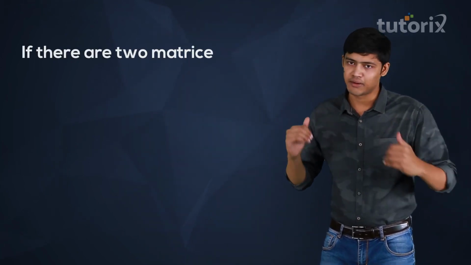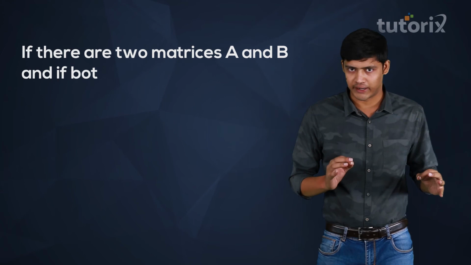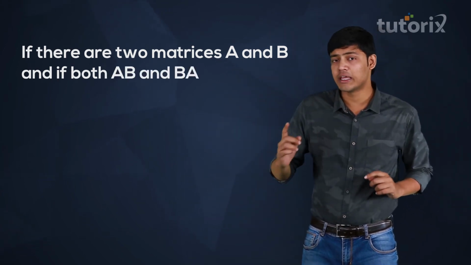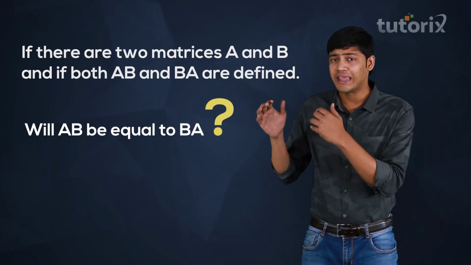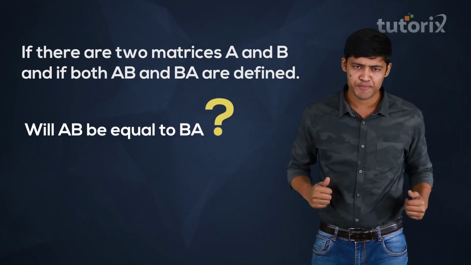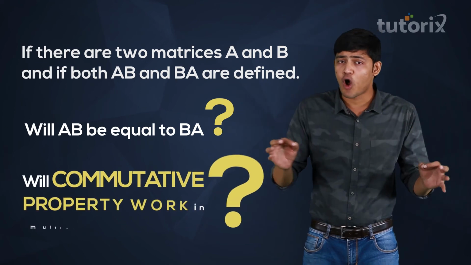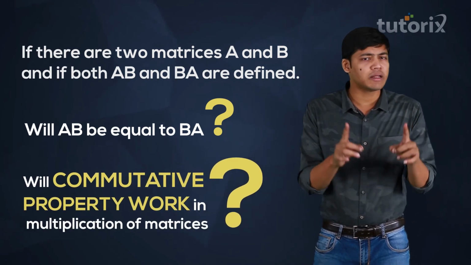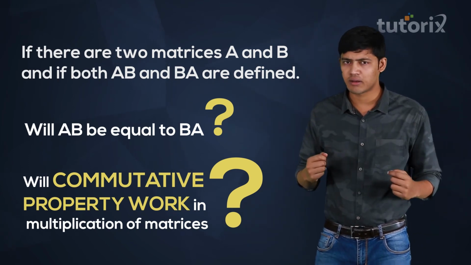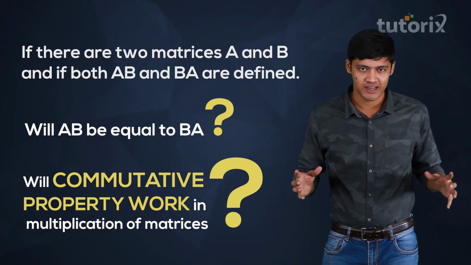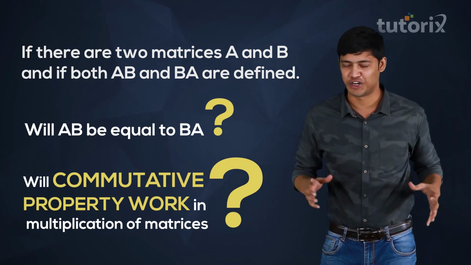Before we end this video, here is a small exercise for you. Let us say there are two matrices A and B and both the products, that is AB and BA, are defined. Will the product AB be equal to the product BA? That is, will the commutative property work in the multiplication of matrices? Try to observe this by considering some examples and meet me in the next video.